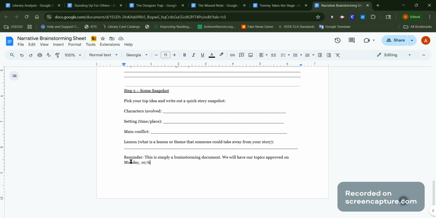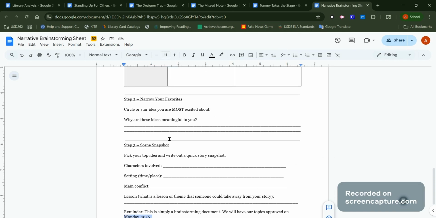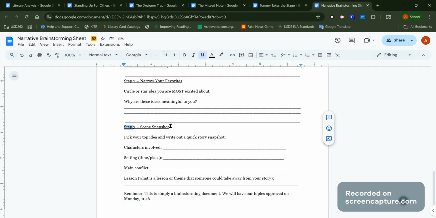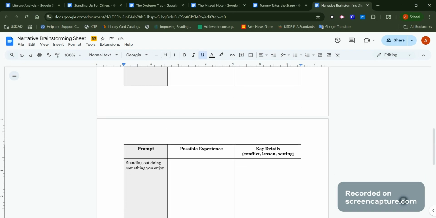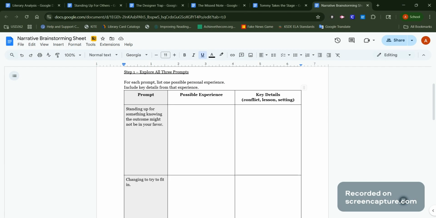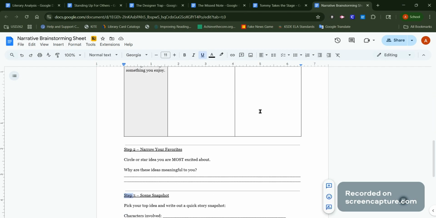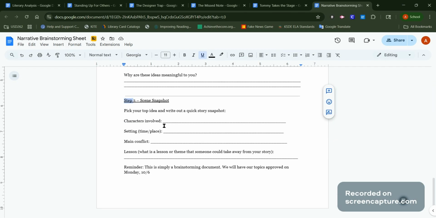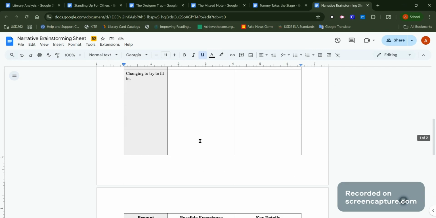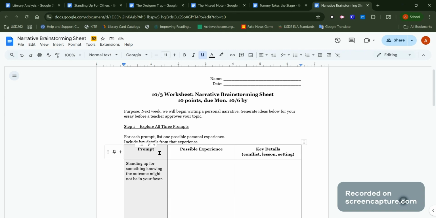But we will meet back together on Monday, October 6th, and decide and get approval on the topic we choose. So here with your scene snapshot, you can go back and use the work that you already have in the key details, right? You could add a little bit more description to it because you have a little more room. But that's the brainstorming document.